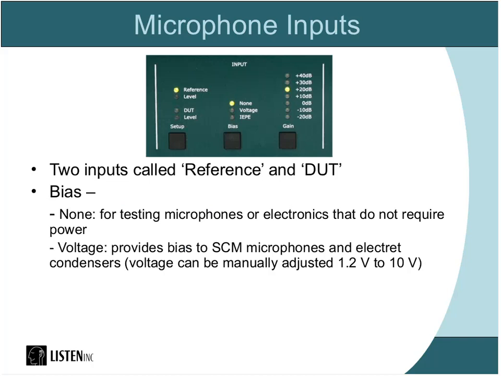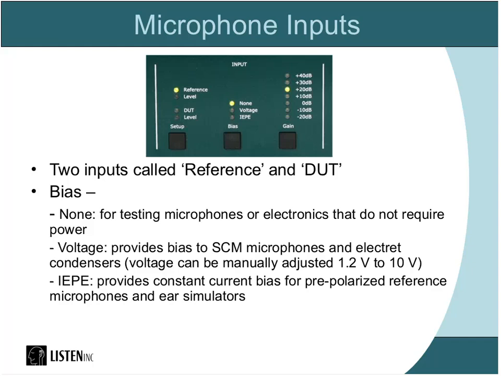The next option is voltage bias, and this would be to power up the Listen SCM microphones. You could also use it to power Electret condenser microphones, although you would typically have a little front-end circuitry for doing that, customized for your particular product. Now the voltage is by default 10 volts, but this voltage can be adjusted manually by removing the cover of AmpConnect, and there's a little pot that can be adjusted anywhere between 1.2 volts and 10 volts DC.